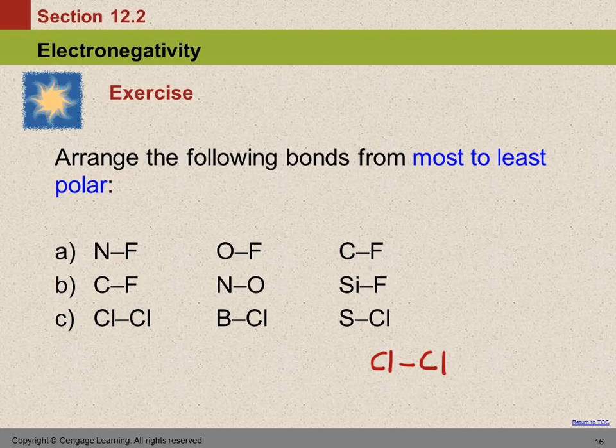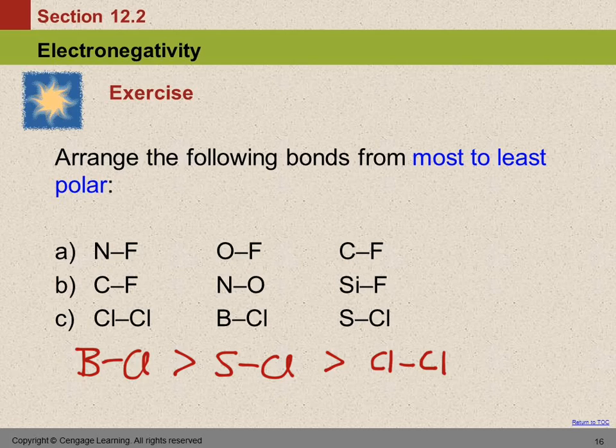So the other two, sulfur-chlorine and boron-chlorine. Well, boron is way to the left of chlorine, and it's up one, so that kind of offsets that a little bit. But sulfur and chlorine are right next to each other. So what's a reasonable guess as to which has the larger difference? The boron-chlorine, because they're farther apart from each other on the periodic table. So it must be the boron-chlorine with the greatest, the sulfur-chlorine with the intermediate, and the chlorine-chlorine with the lowest. Okay, any questions?